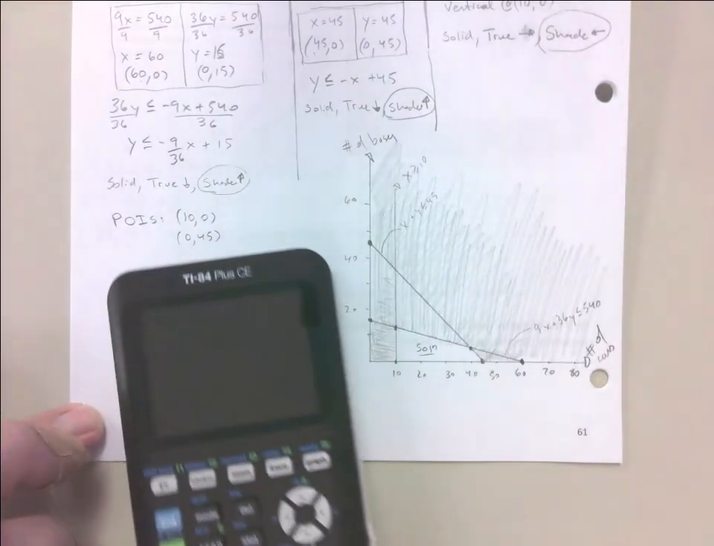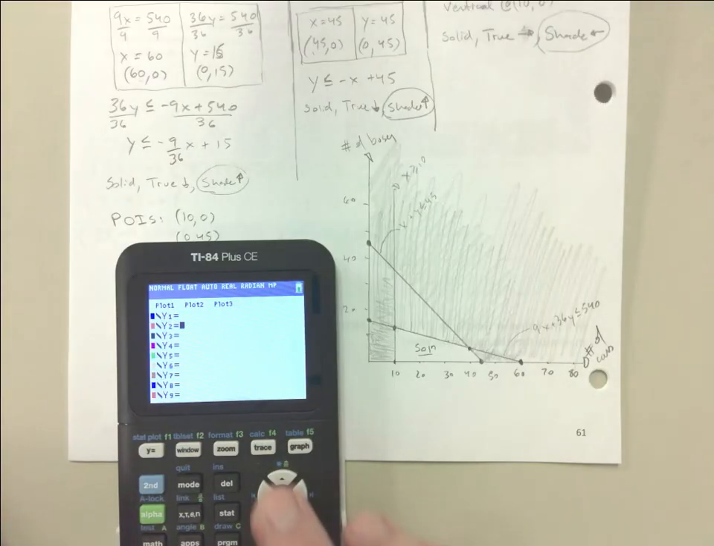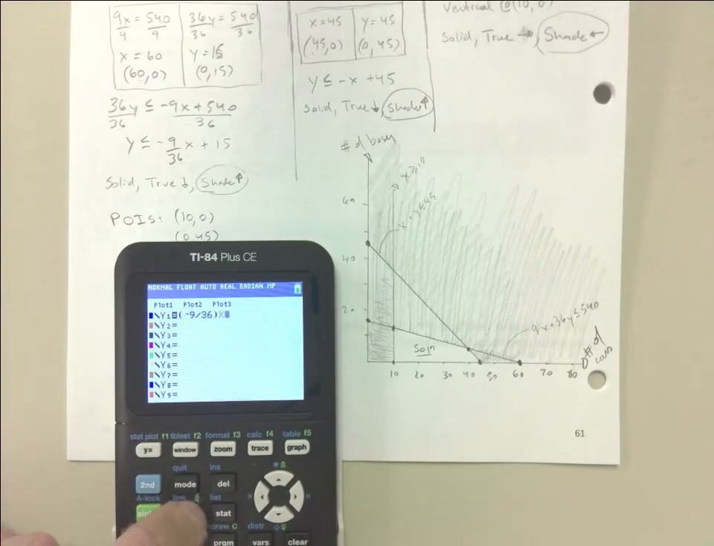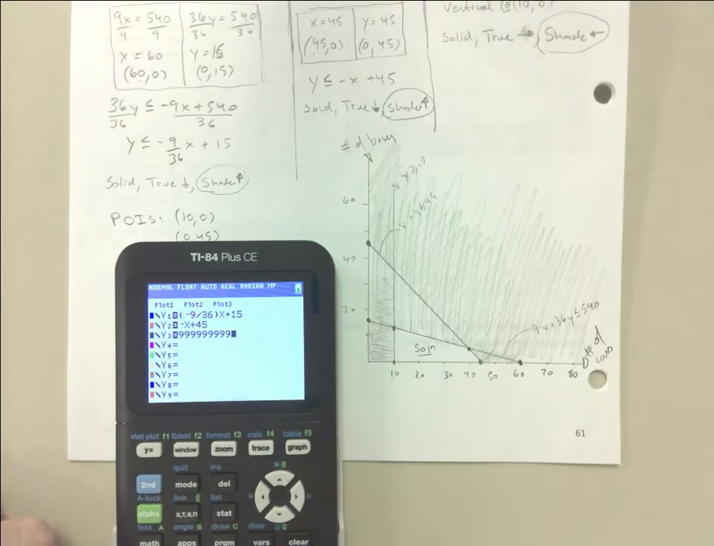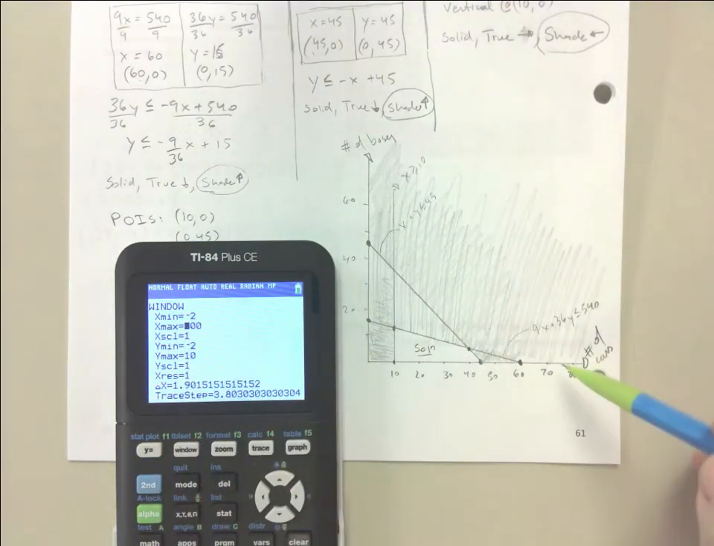I want you to remember how to do this. You want to type them all in. Okay, so negative 9 divided by 36 x plus 15, negative x plus 45. And remember this one, 9 nines. And then it's x minus 10. And remember your window, you kind of want to replicate what you have here.